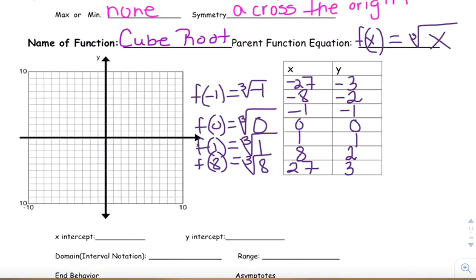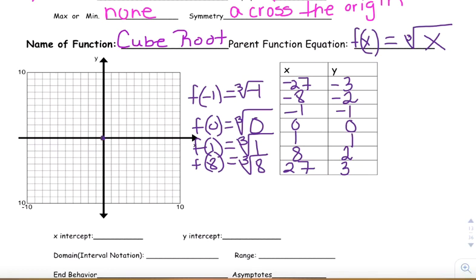Let's graph and see what this looks like. And notice how you will definitely need to use at least these 5 points. Otherwise, if I were only to use the middle 3, it could be a line, it could be a cubic, and now it could be a cube root. So you have to include one more pair, which would be 8, 2, and negative 8, negative 2. Now when connecting this, think of a sideways cubic. That's exactly what it should remind you of.